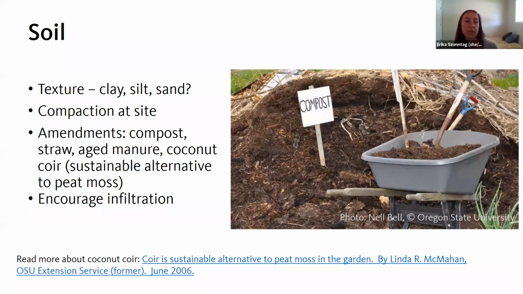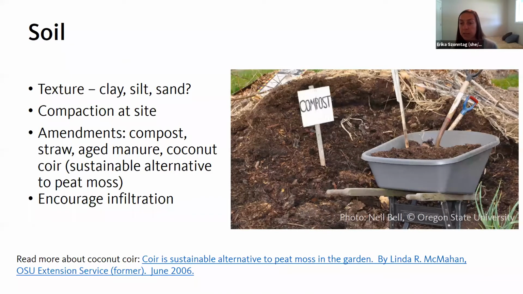So in addition to figuring out the texture that you have, do you have a lot of clay? Is it pretty loamy? Do you have some sandy patches? You'll want to look and see if you have any compaction anywhere. For example, if you want to put in a new bed next to a driveway or some other high traffic area, you'll just want to make sure that it's not compacted.